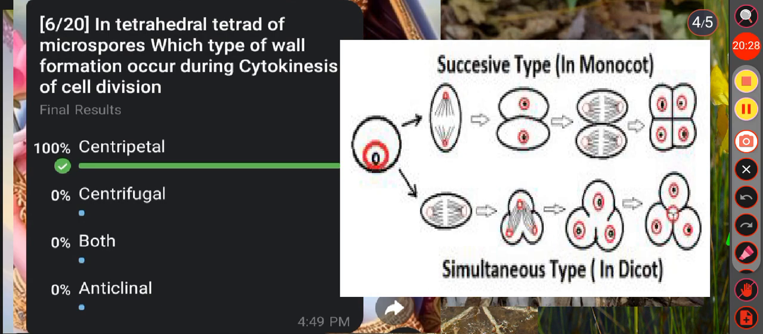Why? Because the first nuclear division is not followed by the wall formation, right? And wall formation occurs simultaneously after the second nuclear division or the meiosis II. This type of cytokinesis leads to formation of tetrahedral tetrad, right? And here the wall formation is centripetal. That means from periphery to the center. Okay, so the simultaneous type of cytokinesis is seen in dicot and it leads to the formation of the tetrahedral tetrad. So here the correct answer is centripetal, right?